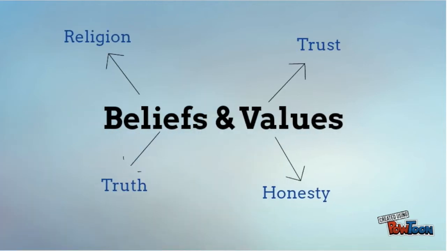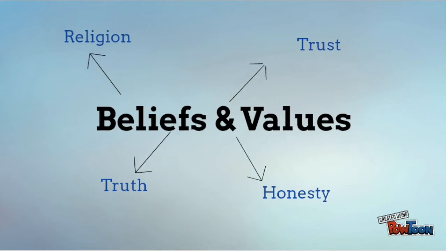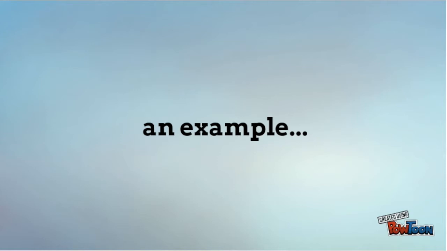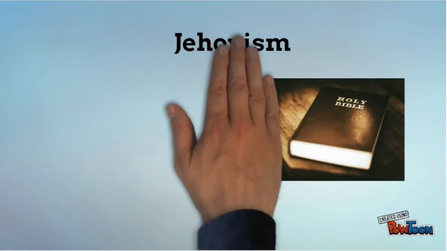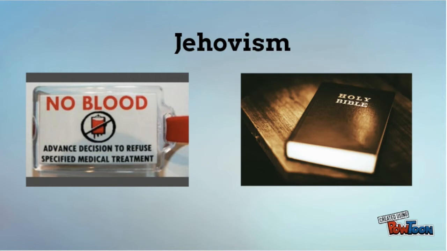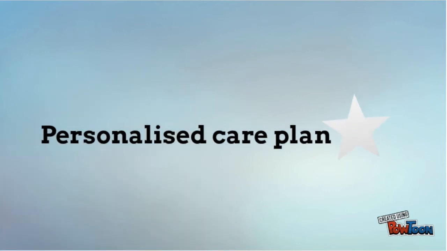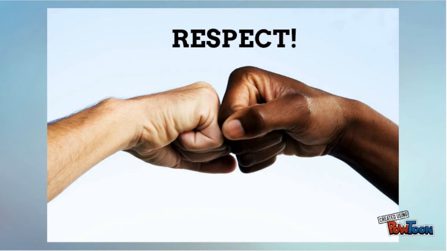Working with patients' beliefs and values places an importance on developing a clear picture of the patient's values on life. McCormack and McCants express that knowing about another's values and beliefs requires caring about the other in a way that appreciates an understanding of each patient as an individual human being. An example of working with patients' beliefs and values would be in the case of a Jehovah's Witness, where religious beliefs prohibit blood transfusion. Having an enhanced understanding of the patient's history and what is important to them is pivotal in personalizing a care plan. The practitioner has to respect the patient's beliefs and values even if they are not comparable with their own.